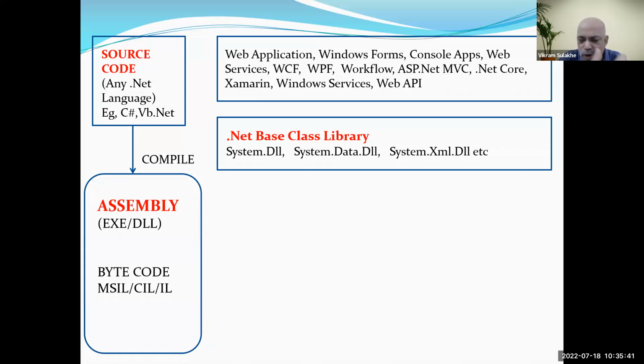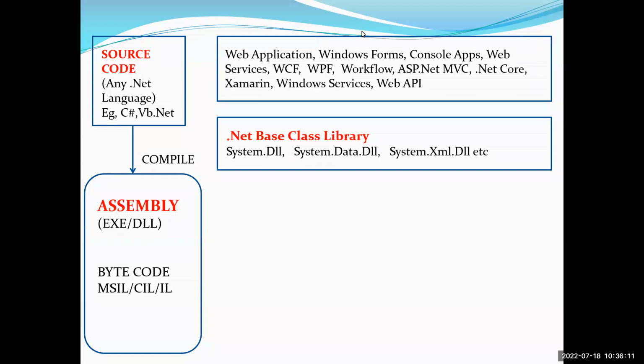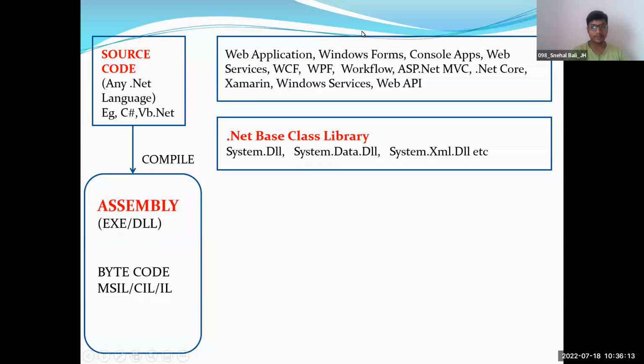Right? So what is the format of code in the assembly? It's in IL format. IL here stands for intermediate language. This has other names also. Instead of IL, it could also be called MSIL. Any guesses what MS would be? Microsoft. Microsoft Intermediate Language. MSIL.